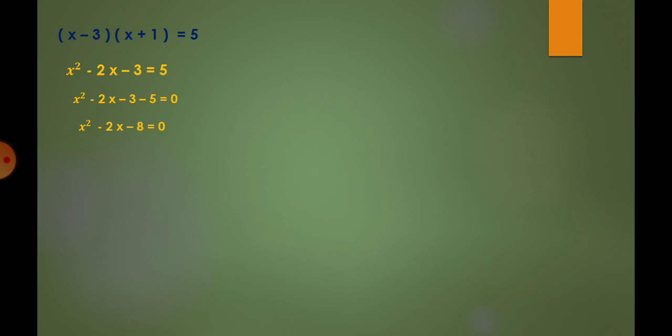So we put the equation in standard form, so we can factorize x power 2 minus 2x minus 8. It will be (x minus 4) and (x plus 2), so we can write x minus 4 equals 0 or x plus 2 equals 0. We can write x equals 4 and x equals negative 2. So the solution set equals 4 and negative 2.